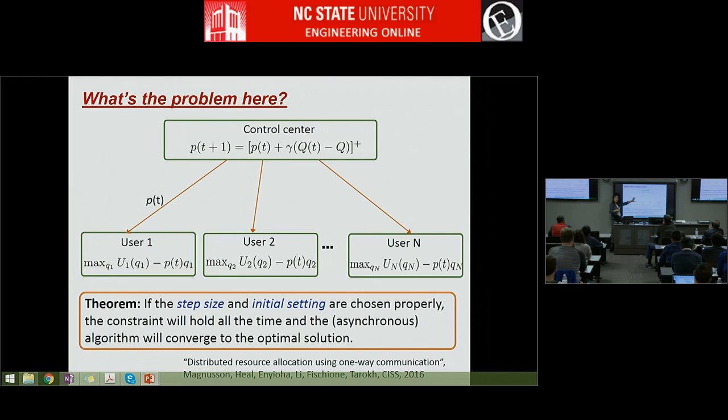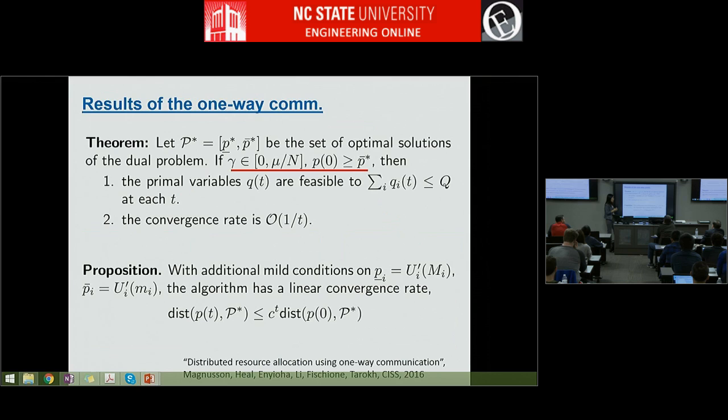It's still going to converge to the optimal solution. So now the only question left is how we guarantee the system is not going to have a blackout. We need to guarantee, throughout the process, that the summation of Q_t is smaller than Q. Interestingly, I actually didn't expect this when I developed the algorithm.